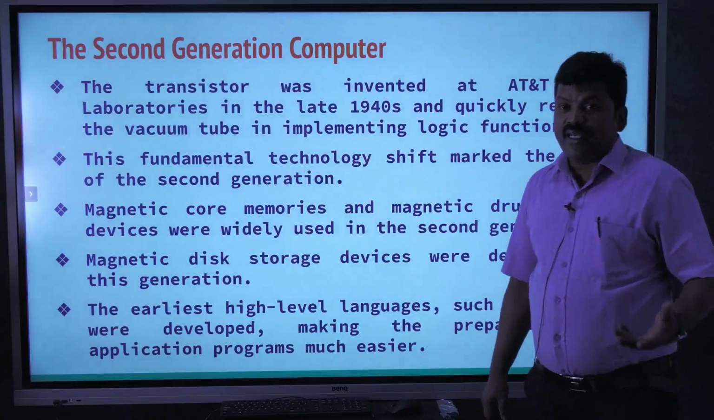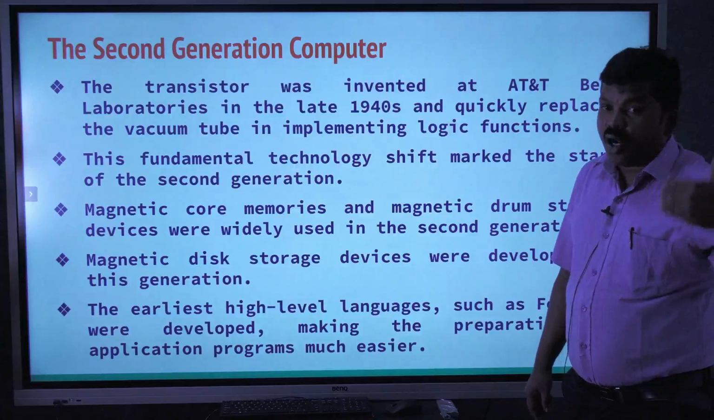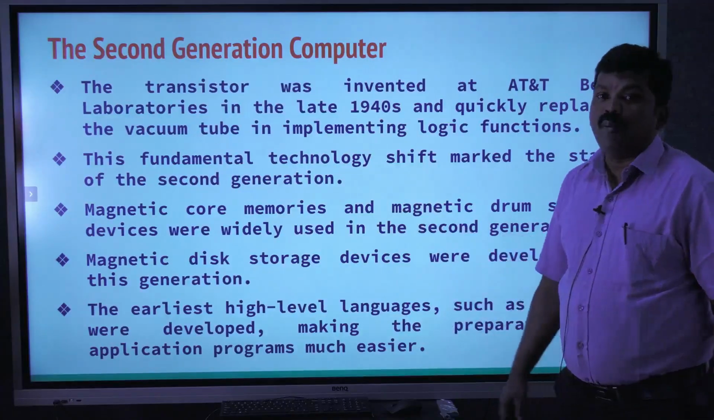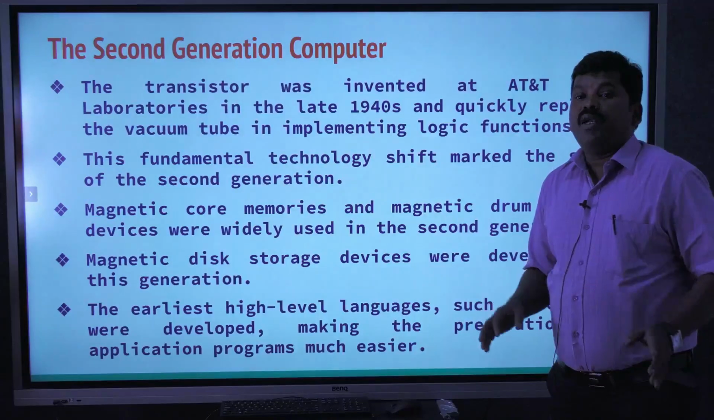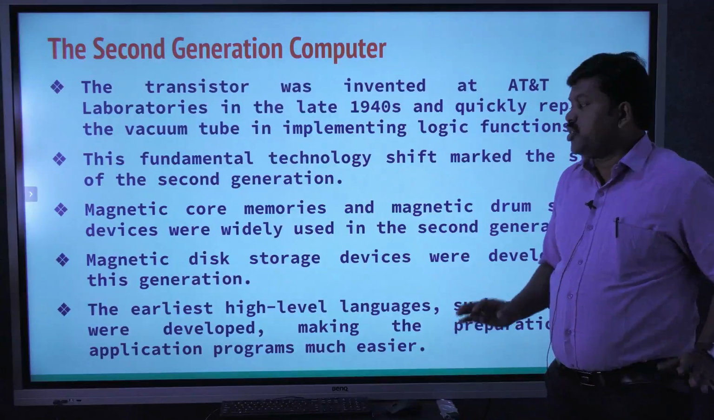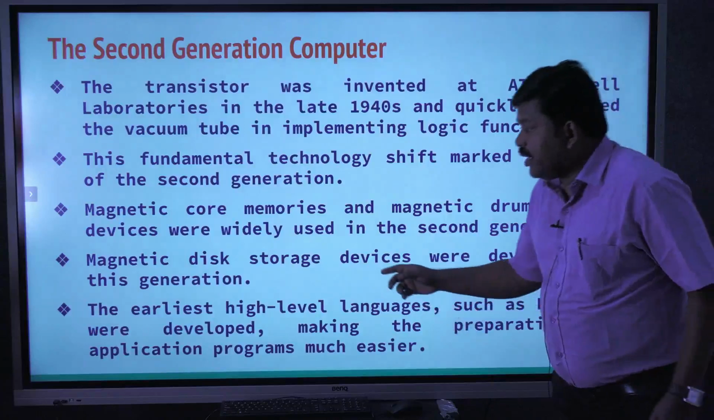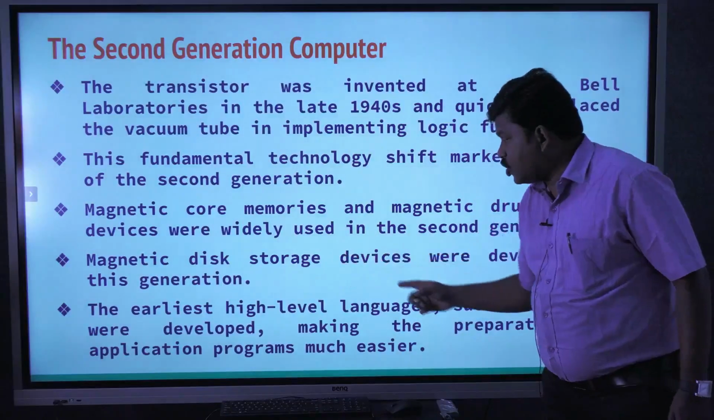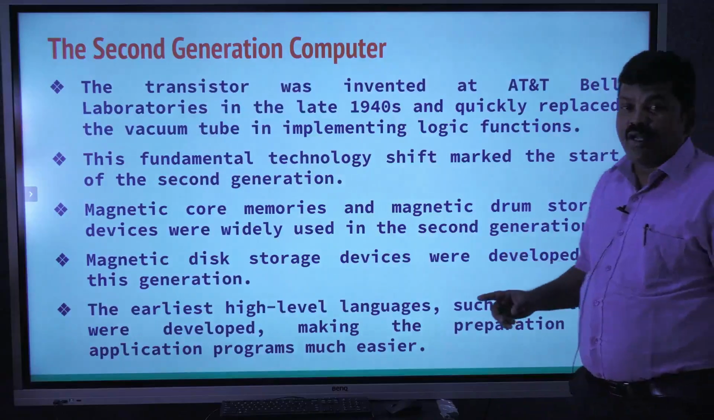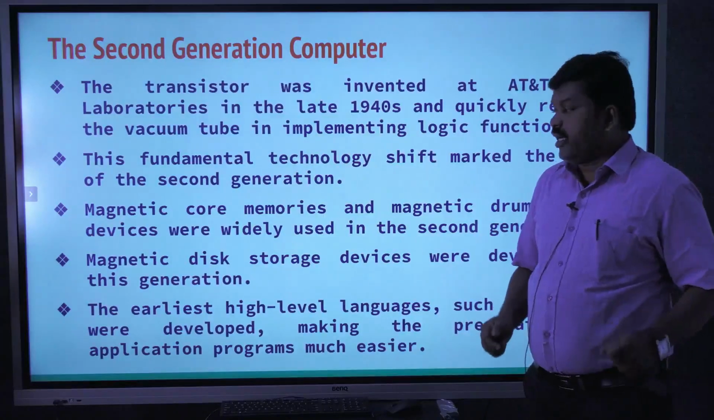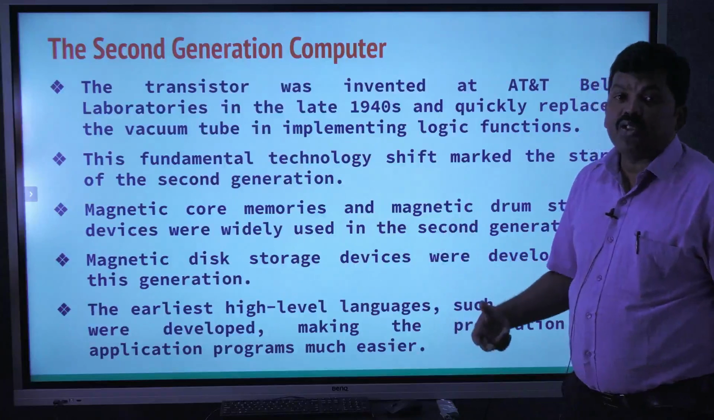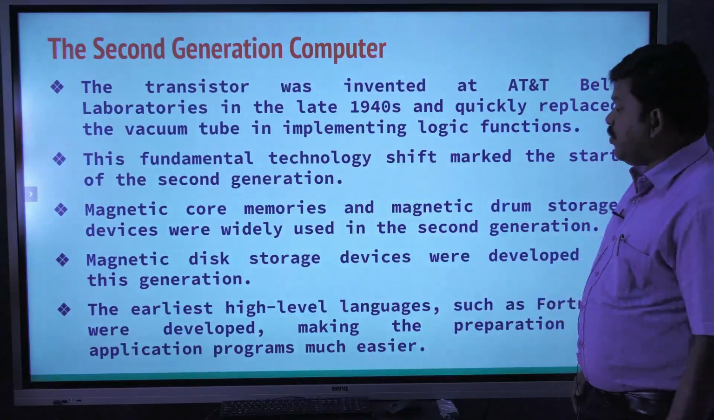generation. So second generation computers started using magnetic core memories, and also magnetic drum storage devices for permanently storing information in the system itself. Magnetic disk storage devices were also developed, which enhanced the permanent storage of data processed in the computer system.